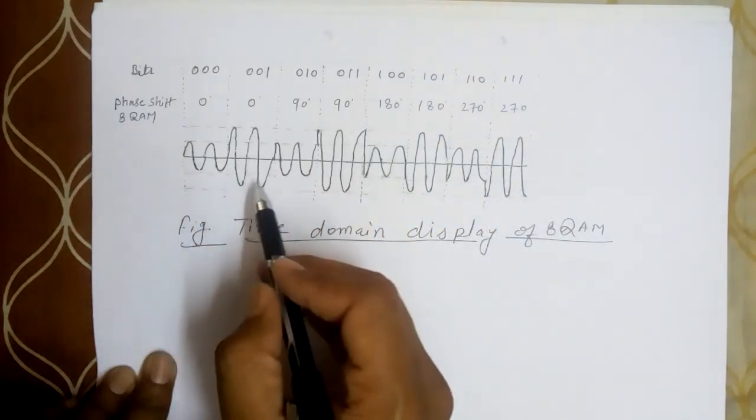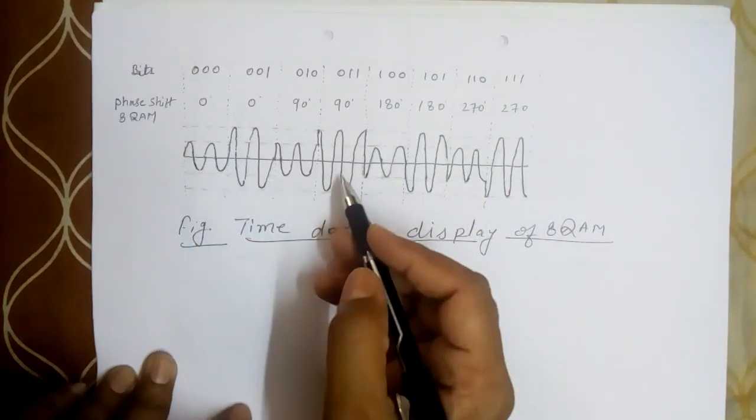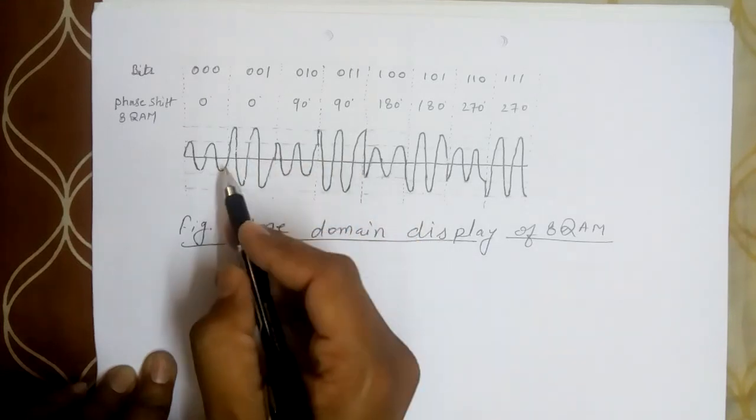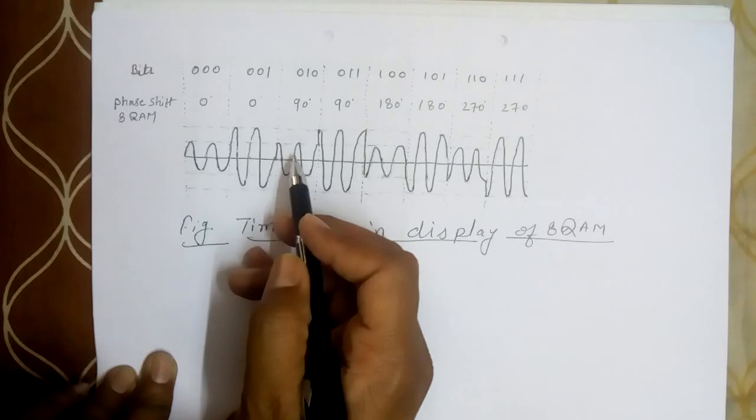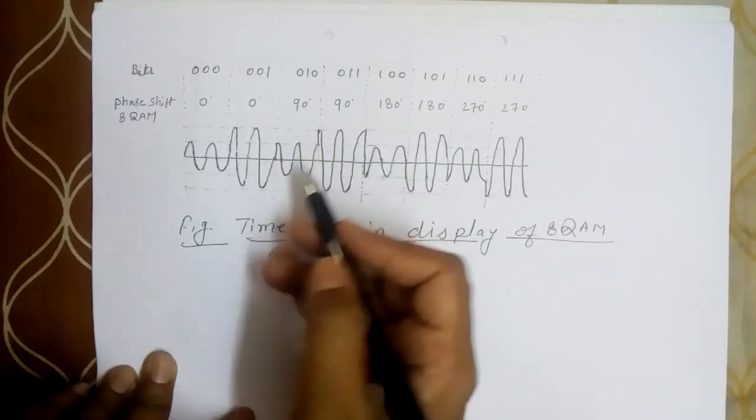So here both the modulation techniques are applied, ASK as well as PSK. So it is called QAM modulation.